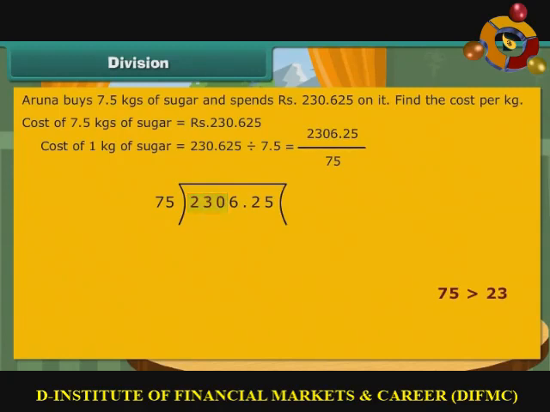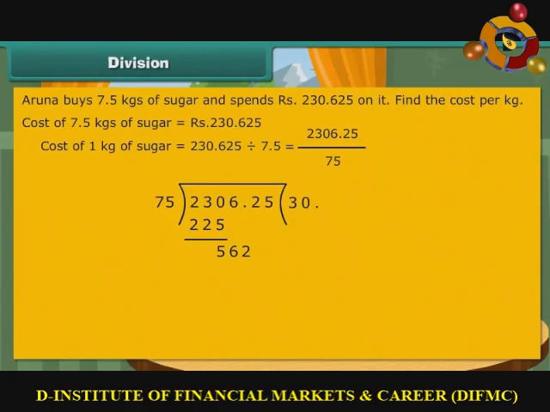230 is big enough to hold 3 times 75, that is 225. Therefore, write 3 on the right and 225 beneath 230. Subtract and write the difference, 5 below. Bring 6 down. The new number formed is 56. 56 cannot hold 75, so write 0 to the right of 3. Bring 2 also down. Since 2 appears after the decimal point, place a decimal point to the right of 0.